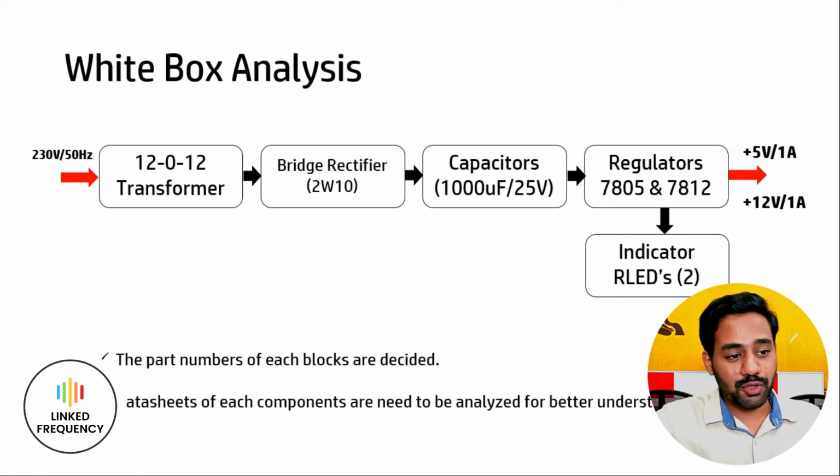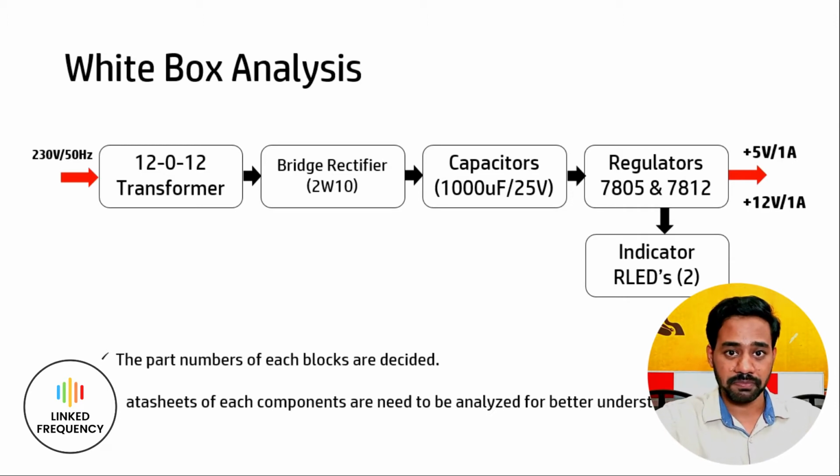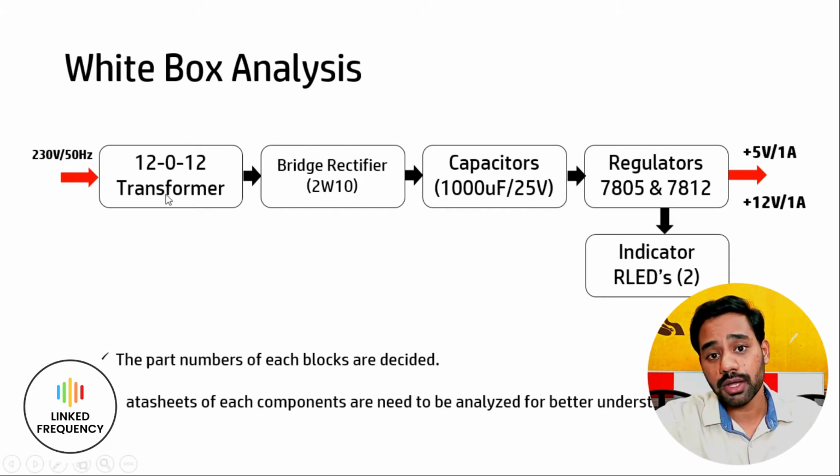As I said, after doing a black box analysis, we will do a little survey on the internet to understand what kinds of transformers, bridge rectifiers or rectifier circuits, and capacitor or filter circuits are available in the market. All those things will be analyzed in the survey activity. Then we will come up with one particular part number that we are going to use for this design activity. In this white box analysis, we mention what kind of component we are going to use.